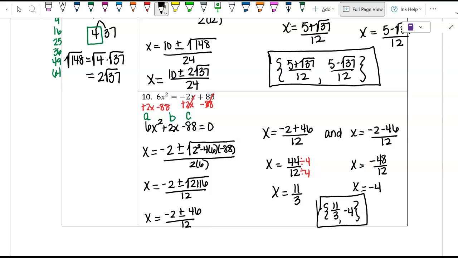All right, so again, you notice there are no imaginary solutions on this part. We will get into that, but this is just to help us review quadratic formula and the discriminant.